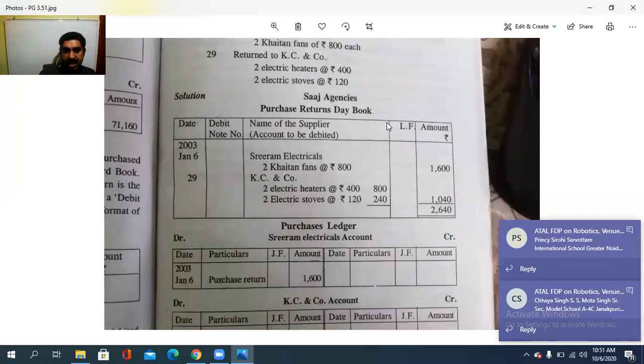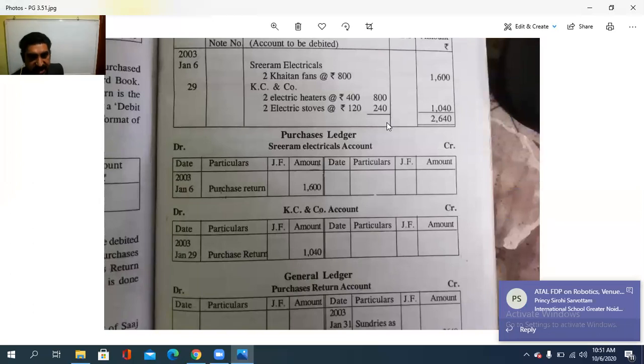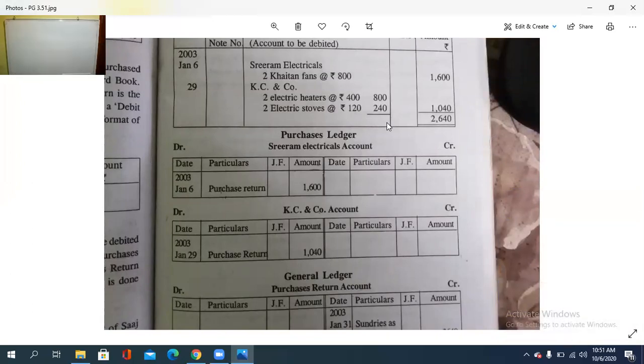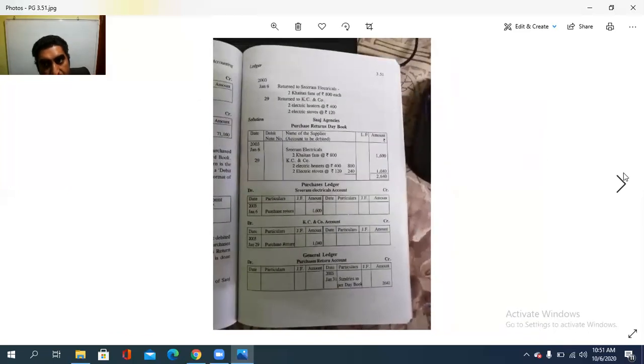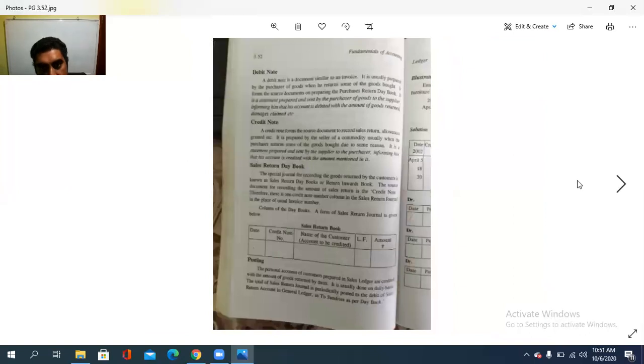Then how is it to be entered? In the purchase ledger, Sriram Electricals and KC and Company, debit side 1,040 and also 1,600. And in the purchase returns account, how is it to be? By sundries as per the day book. How much? 2,640. This is the thing we need to check, or how we need to prepare the purchase returns day book. This is the way. So please do the problems from the practical problems part also, the exercise part also.